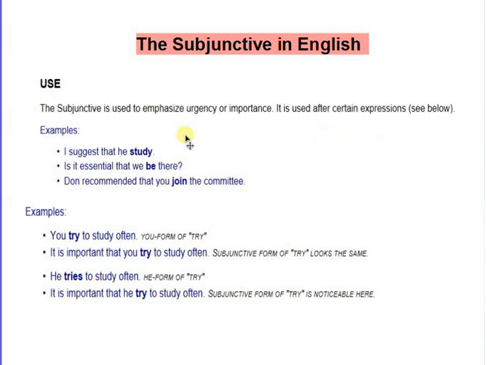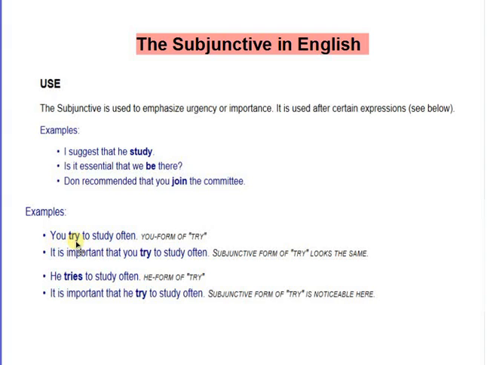Let's see some examples. I suggest that he study. I know this sentence sounds weird, but it's correct. A lot of people do not know about the use of the subjunctive in English, and they would conjugate the verb to study like he studies, which is grammatically incorrect. Let's see some more examples. Is it essential that we be there? Don recommended that you join the committee.